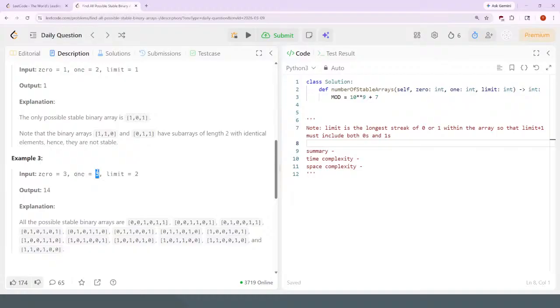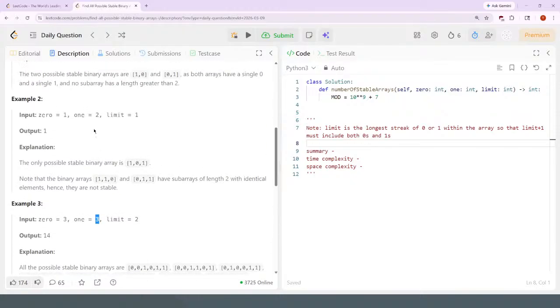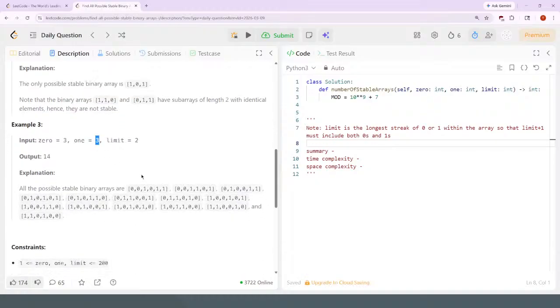So this thing, the sum of the two numbers is the length. The sum of the number of zeros and ones. Interesting. Okay. How to compose this?